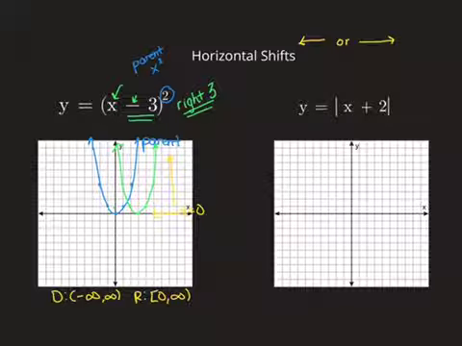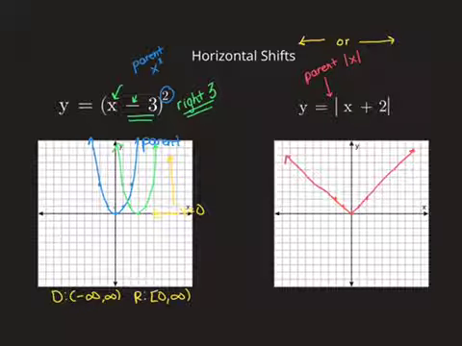And the next one, we can see with the absolute value sign that our parent function is going to be the absolute value of x. So we'll plot that. So -2, 2, -1, 1, 0, 0, 1, 1, and 2, 2. So there's our V-shaped absolute value.